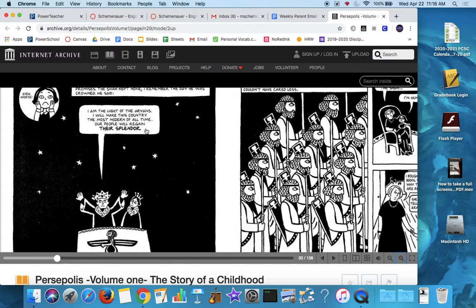What does that mean? Well, the Shah has one intention for the country, to make this country the most modern of all time, to be a light, and yet here he is shrouded in darkness and alone with only his wife to the side of him to support him.